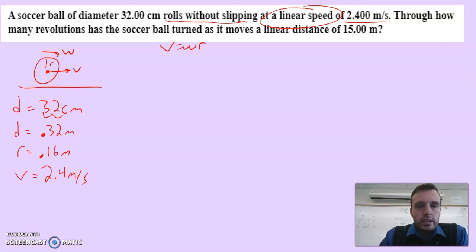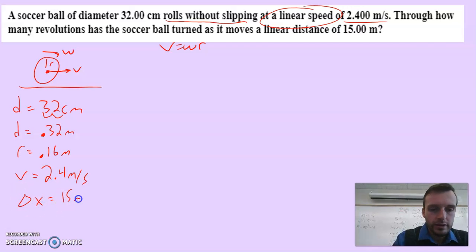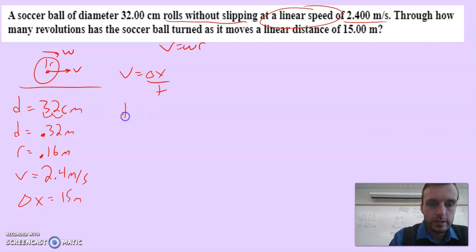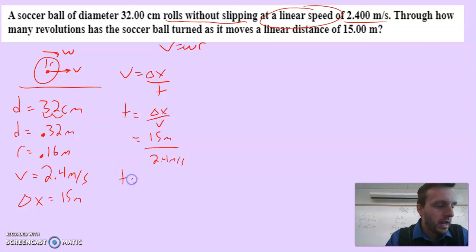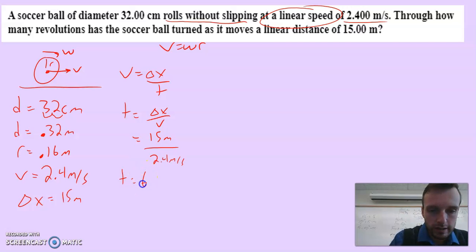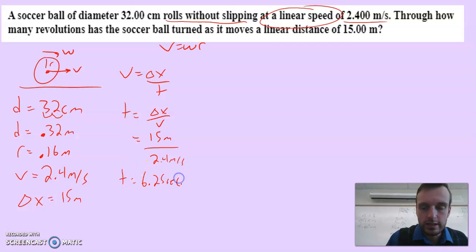Through how many revolutions has the soccer ball turned as it moves a linear distance of 15 meters? So what I'm going to do for this problem is start in linear world and see what I can find out, and then go into rotational world. The reason I'm starting in linear world is because I want to know how long this is doing this for. So v equals delta x over t, just like we did in the last problem, so t is going to be equal to delta x over v. And the delta x we already know is 15 meters, and the velocity we already know is 2.4 meters per second. So right off the bat, I can figure out how long this thing was taking its little journey across the ground, and it was 6.25 seconds. So that's nice to know.